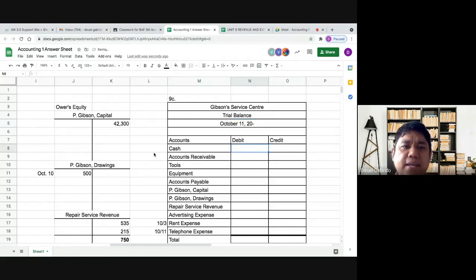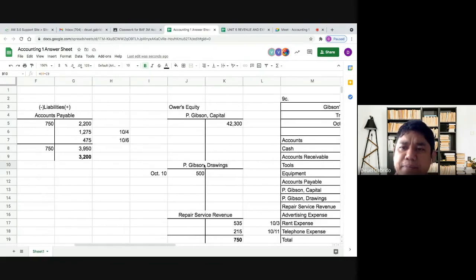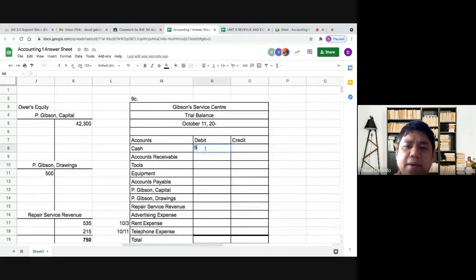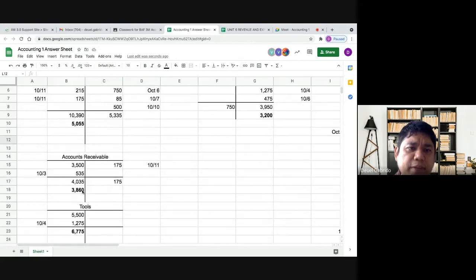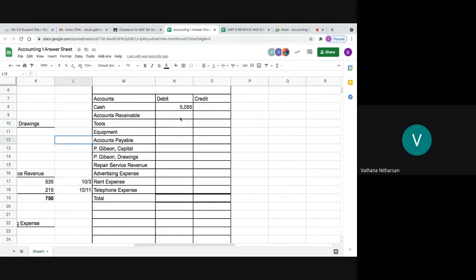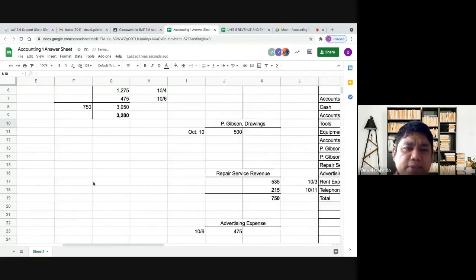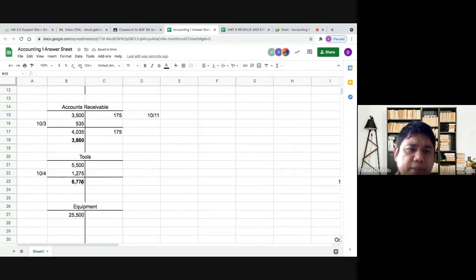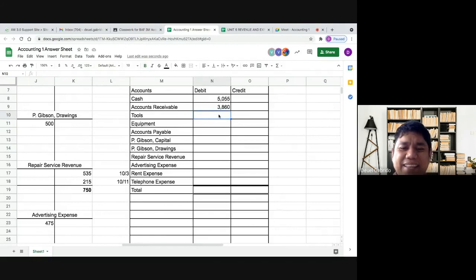Okay, let's start with the cash. The new balance for cash is 5055, so I'll move it here. Okay, 5055. Let's go now to the accounts receivable. Accounts receivable is 3860. Right? Let's go to tools. Tools would be 6775. All right. Wow, I think somebody's right. 6775.